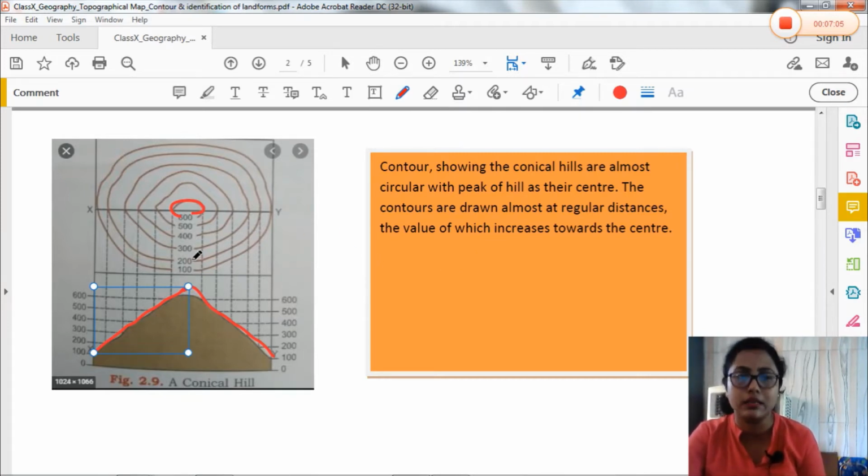The value is increasing towards the center and they are having regular distance. See, the distance is regular. They are closely spaced, but they are regularly spaced.